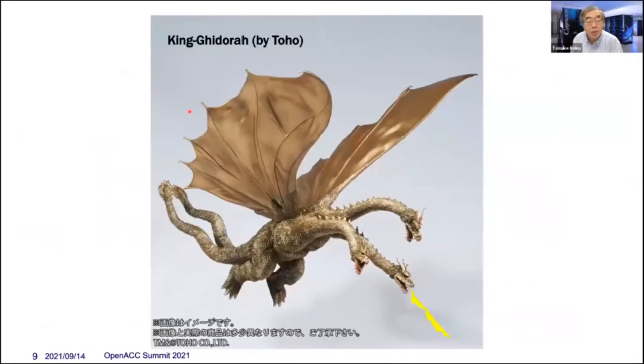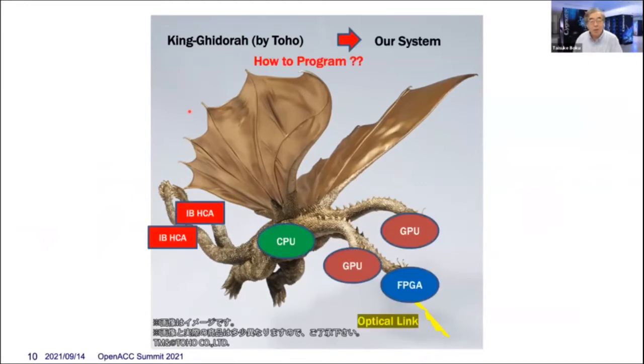So how to program, that is the most important issue. This is a picture of my most favorite monster named King Ghidorah. That is an enemy of Godzilla in the old movies. We have this monster now because we have multiple GPUs, multiple FPGAs. The FPGA has an optical link, and we have multiple many-core CPUs, and also 4 channels of InfiniBand HCA. So how to program such a monster system? That is the biggest issue.